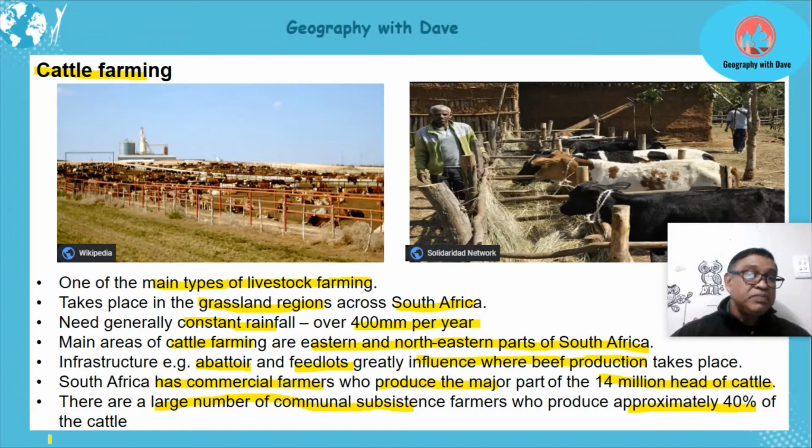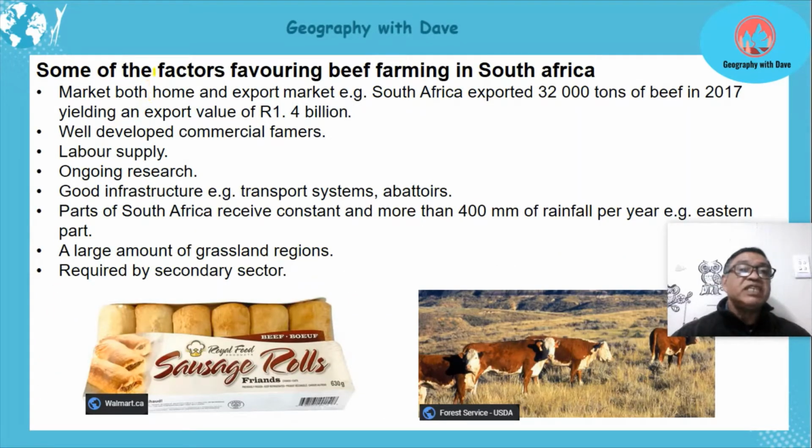Right, let's go on with this. Some factors favoring beef farming in South Africa. Market is important because, learners, if you don't have a market, why would we have commercial farmers? You understand, farmers. No one wants to buy it. It's not there. But the factor favoring this is that beef is used by the large population of our country. Lots of people eat beef.